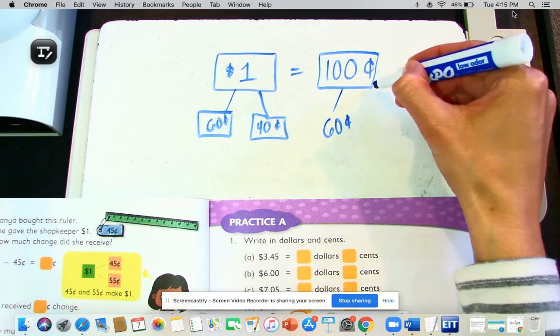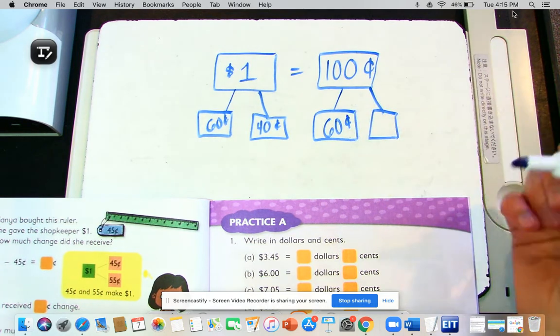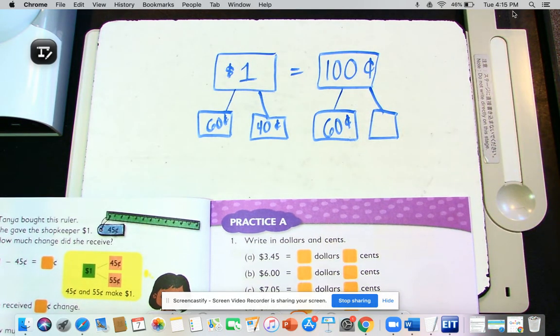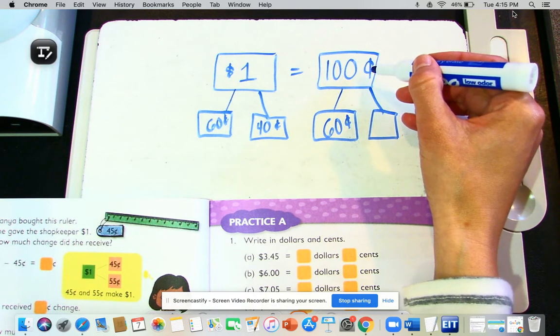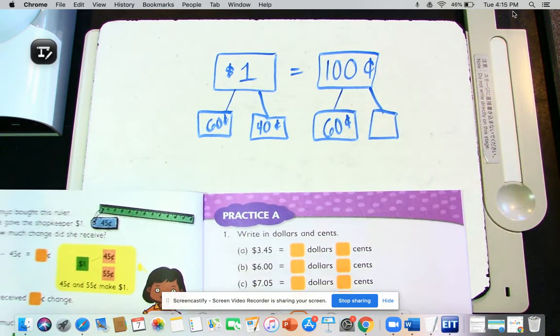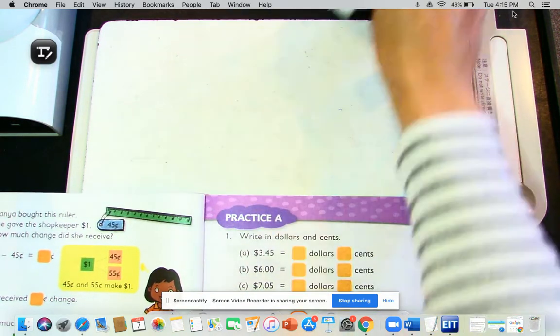So if I have 60 cents over here, what am I trying to find out over here? It might be a little easier for us to think about it if we think of a dollar as 100 cents. So that is one way to think about it. Let's do another example here.